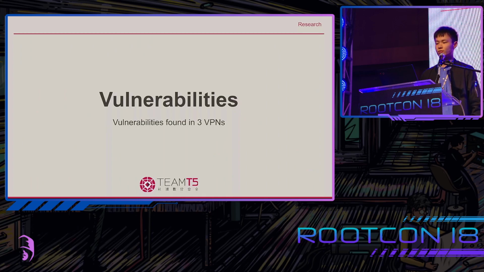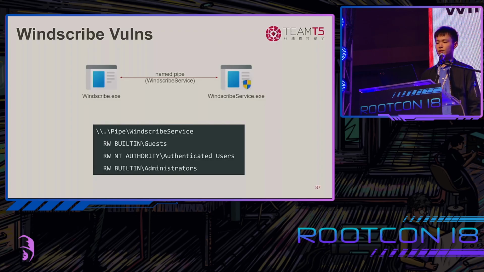Now, we finally reached the main focus of this session, the 3 VPN vulnerabilities. Let's start with the vulnerabilities in Windscribe. A common type of NamedPipe vulnerability involves a high-privilege service acting as the NamedPipe server, which in this case is WindscribeService.exe, and a low-privilege process acting as the NamedPipe client, here represented by Windscribe.exe. These two processes communicate through a NamedPipe called WindscribeService.